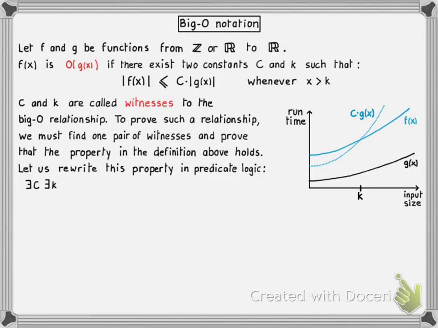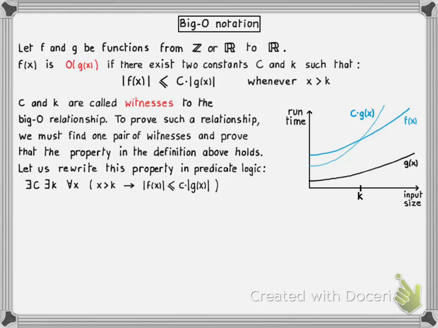So it must be the case that given c and k, for all x, if x is greater than k, that's this part of the definition, then this inequality holds. That's the conclusion of the conditional. So make sure you convince yourself that this compound proposition of predicate logic is indeed an exact translation of this definition in logic. Now, you're all familiar with quantifiers.